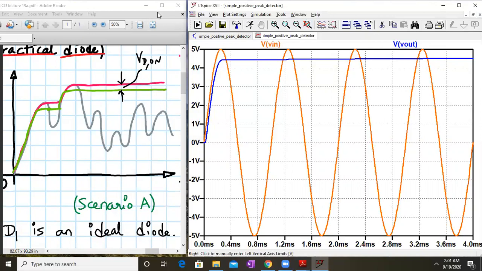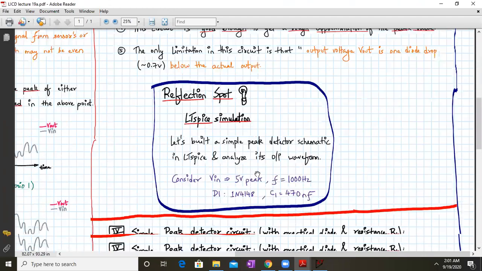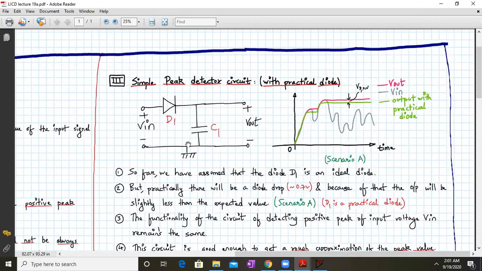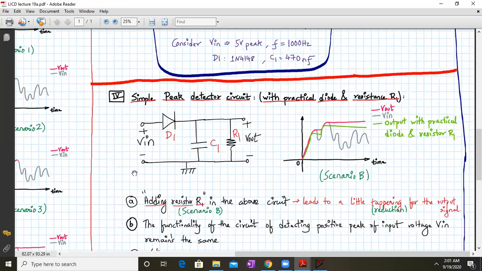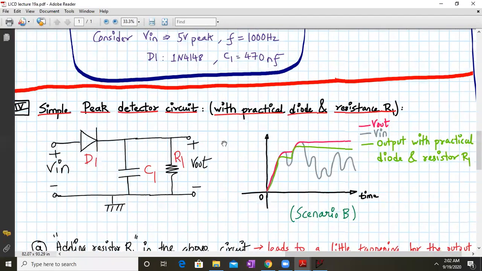Okay, now let us go back to the PDF and see what we have to discuss next. So now we discuss a practical circuit. Actually, this circuit is useless because we are not connecting it to something. The peak detector itself is not used on its own; something is connected to it at the output. And we have a practical peak detector circuit with a practical diode and a resistor.